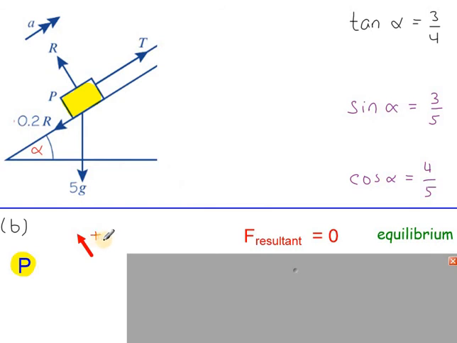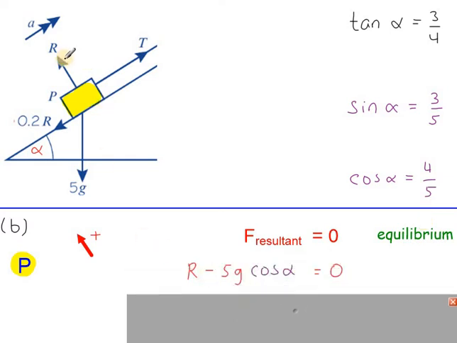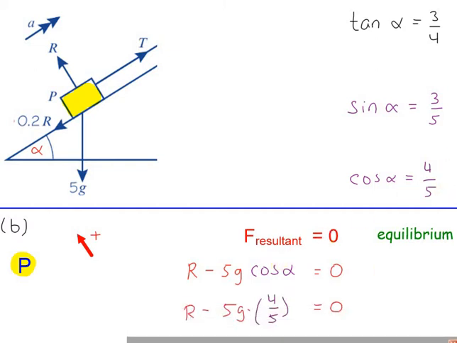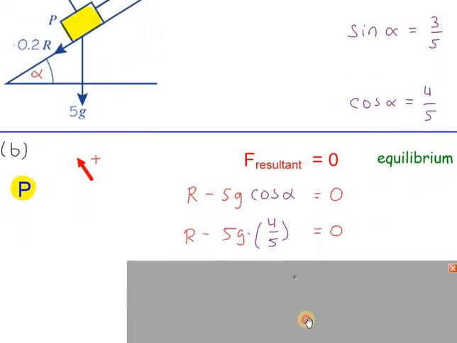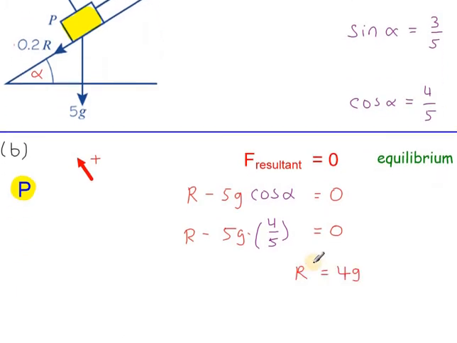Resolving forces perpendicular to the incline, taking this as the positive direction. In this direction there's no acceleration, the resultant force is 0. Everything is in equilibrium. So R minus 5g cos alpha is equal to 0, and we know cos alpha is 4/5. Then we can work out the value of R. It's equal to 4g newtons.